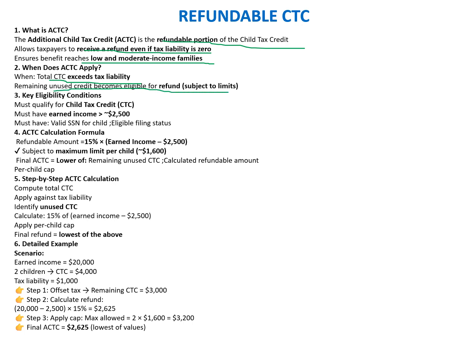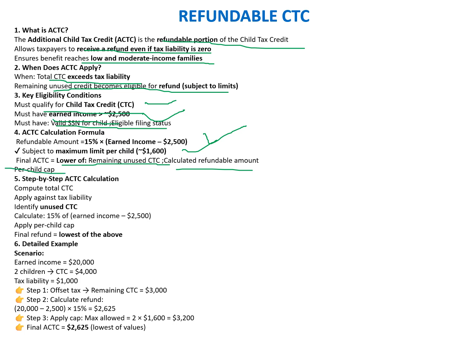And the conditions are: you must qualify for a child tax credit. First of all, CTC has to be applicable. You must have earned income which is greater than 2500, and must have a valid SSN for the child and an eligible filing status. The formula is 15% of the earned income which exceeds 2500, subject to the maximum of 1600 per child. So the final ACTC is the lower of the remaining unused CTC and the calculated refundable amount per child.